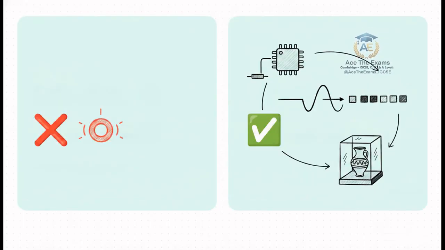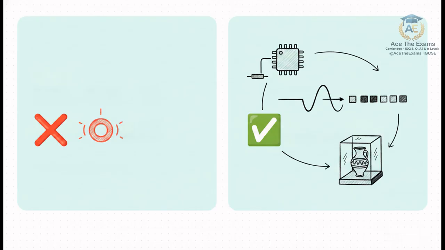Let's look at the transformation in action. Notice the huge difference here. A flawed answer completely relies on generic definitions, like simply stating a humidity sensor checks water in the air. I mean, it's true, but it's incredibly generic, and it's going to score a fraction of the available marks.